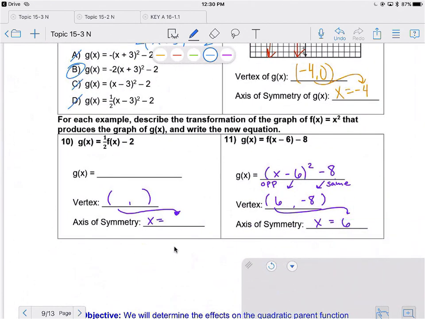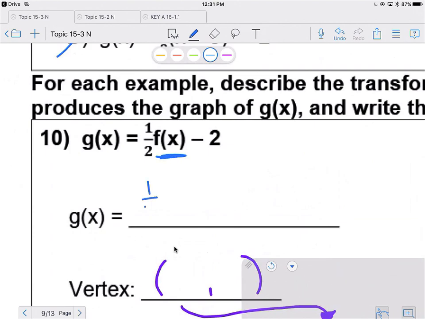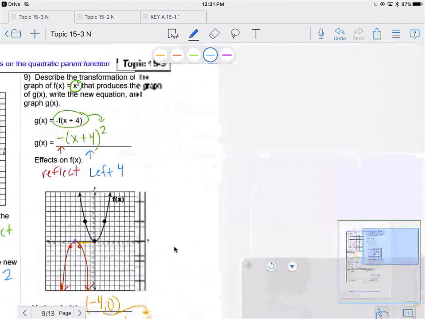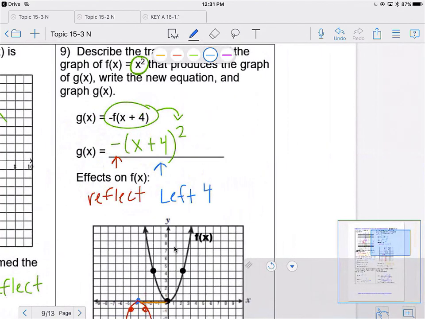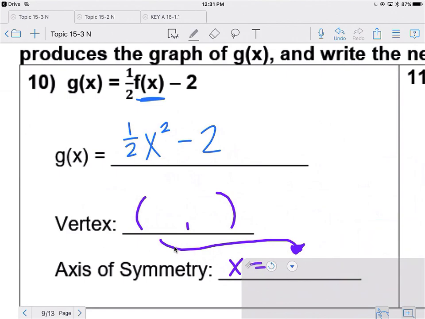Problems 10 and 11 have kind of been started for us, or some ghost help, if you will. So for each of these, describe the transformation of f of x equals x squared that produces g of x, and write the new equation. So again, we know f of x is being replaced with x squared. So whatever you start off with, you take that f of x and replace it with x squared. If you have parentheses like we did on problem 9, then you leave the parentheses there so it looks very similar, just with a squared. If you don't have parentheses, don't create parentheses.